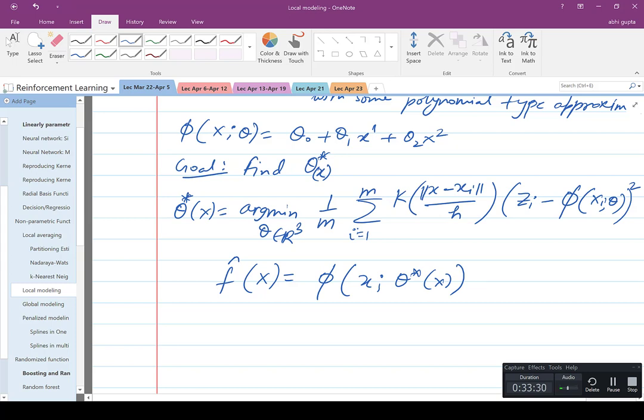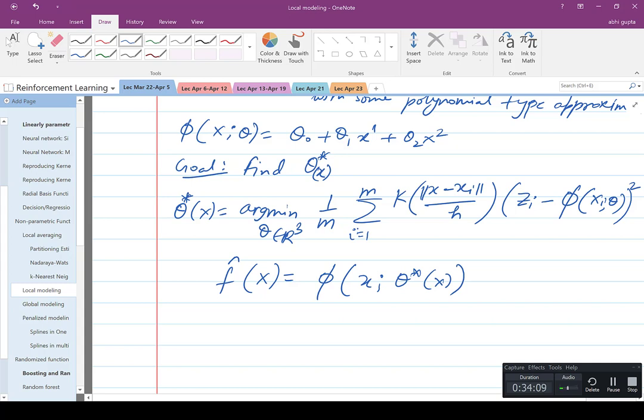Now, of course, I'm doing a polynomial here, but you could as well do theta naught plus theta 1 log of x plus theta 2 e raised to x, or you can pick any other basis functions you like. But typically, polynomial is what is generally used in the usual scenarios. This is known as local modeling, because you look at the points xi that are near to x, and then you weigh the values appropriately in order to compute the value of the function at point x.